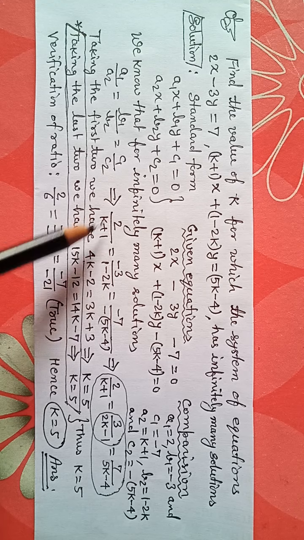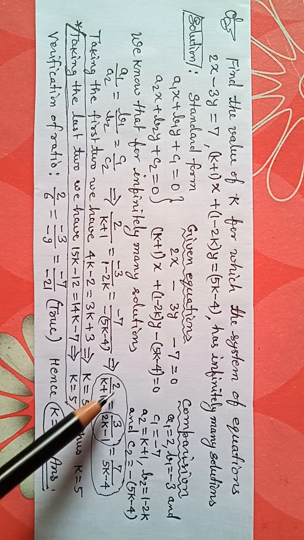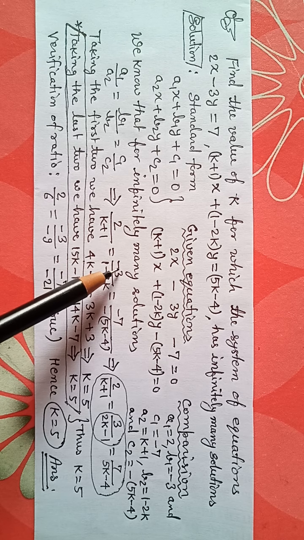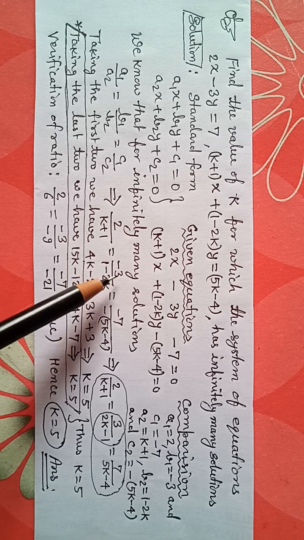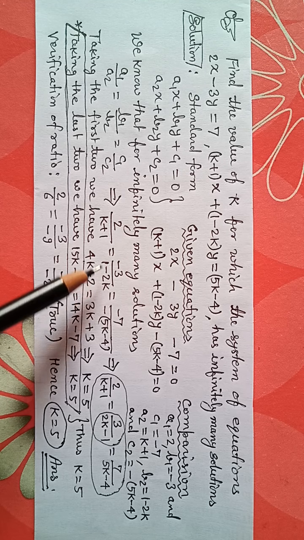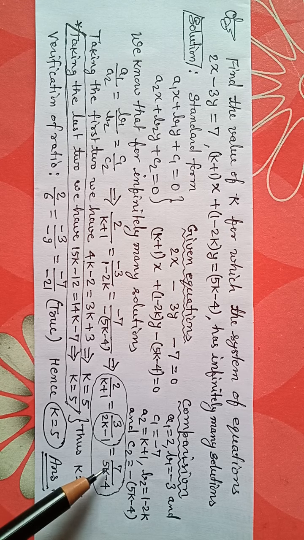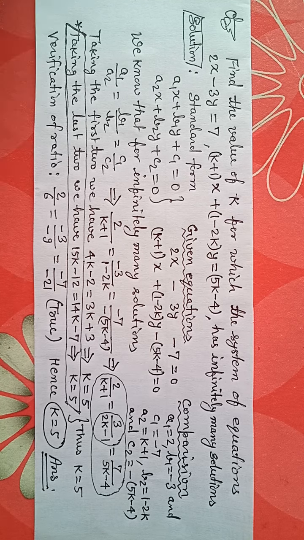Simplifying, we have 2 by (k plus 1) written as it is. Multiplying numerator and denominator by minus 1 to make it positive, this is 3 by (2k minus 1), and minus minus gets cancelled. This is 7 by (5k minus 4). Now out of these three ratios, take any two ratios. I have taken here the first two ratios.